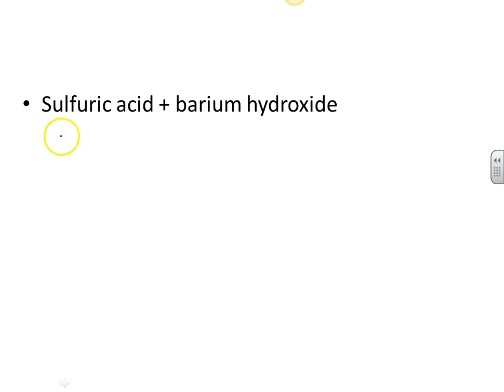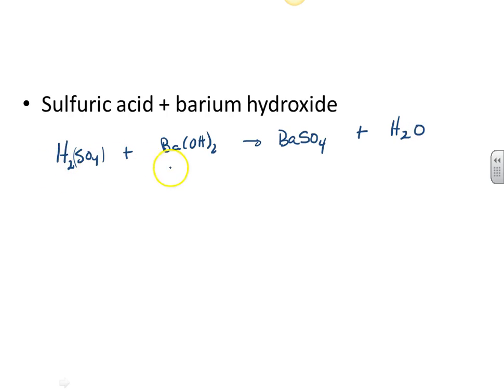Okay, let's do another. We've got sulfuric acid, H2SO4, plus barium hydroxide. Okay, we take the metal from the base, and we combine it with the nonmetal, or the anion from the acid, which is SO4, to make barium sulfate, plus we're going to have water again, H2O. And we're going to need a 2 in front of the water to balance it.